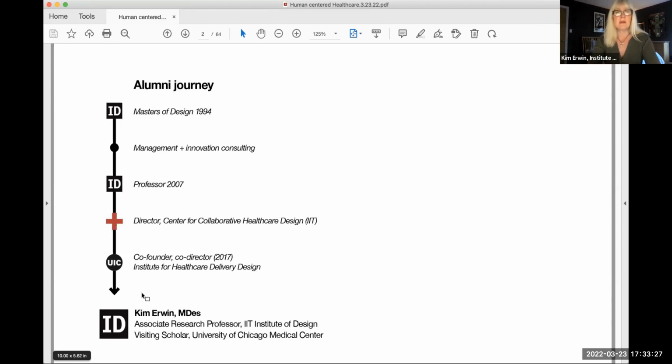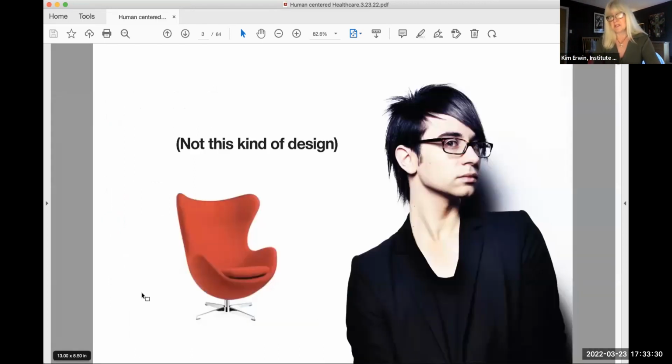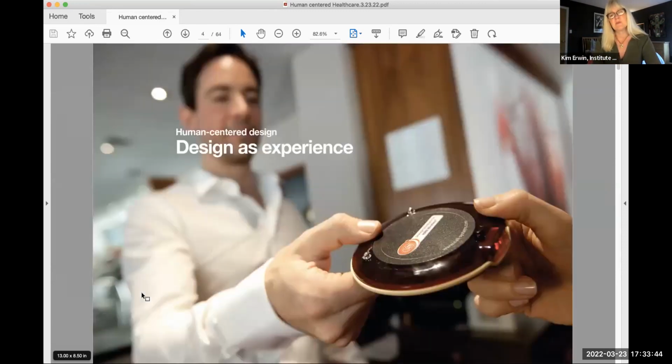For the non-design audiences, this is a standard thing I have to say. This is not the kind of design that I do. And it's not the kind of design that the Institute of Design teaches people to do. Beautiful objects and fashion are delightful, but that's not the focus of the program. It's much more helpful to situate the field as focusing on the experience of systems, products, technologies, services. So human-centered design is an experience, and this is an example that I like to explain.